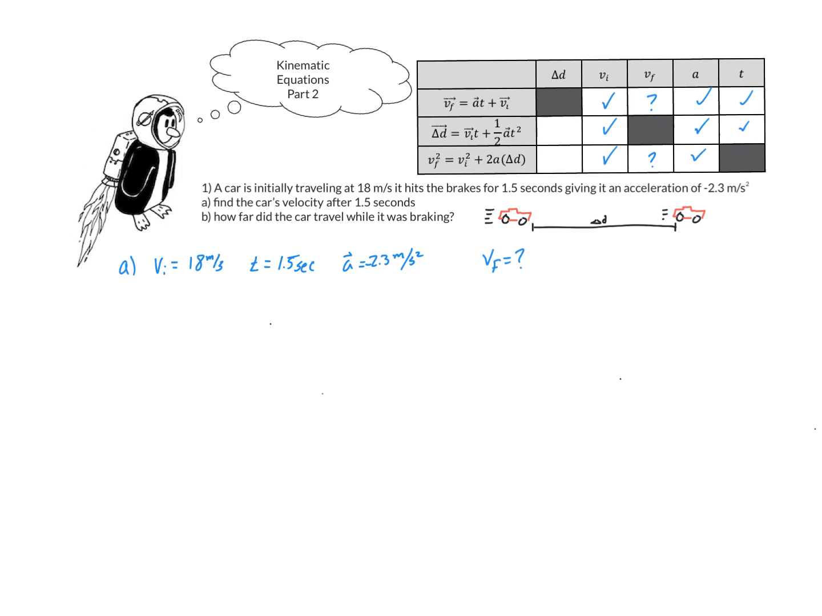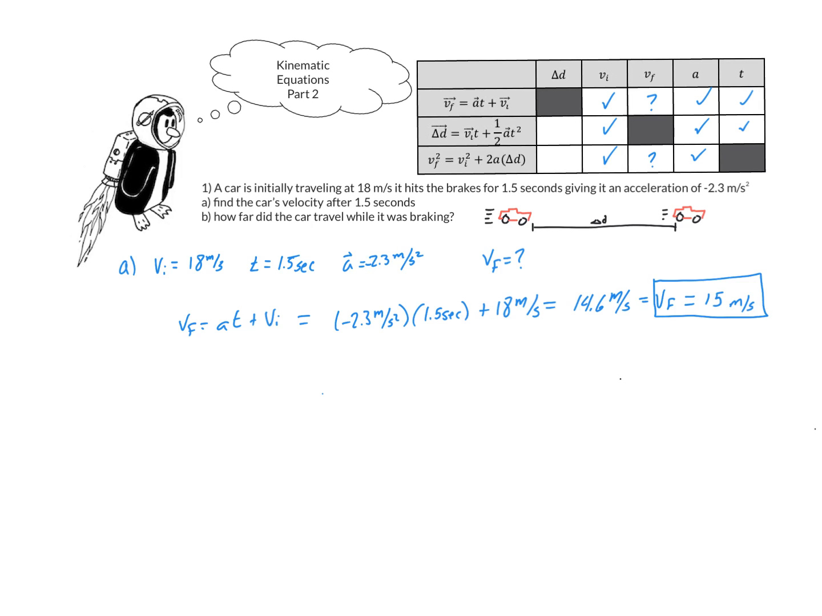So I choose the first equation. VF is equal to AT plus VI. Now I'll plug in some numbers. So I have a negative 2.3 meters per second squared times 1.5 seconds plus the initial velocity of 18 meters per second. When I plug that in, I get 14.6 meters per second for my final velocity.